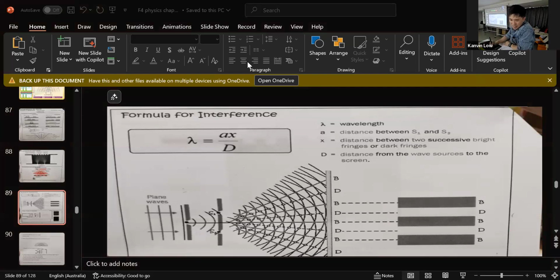Okay, students, come here. Lambda is wavelength. A is the distance between S1 and S2. Then X is the position of the bright or dark fringe. And a big D is the distance from the wave source to the screen. So I told you already, students. Two days ago, I asked you, guys, the big D is the long one or the short one?